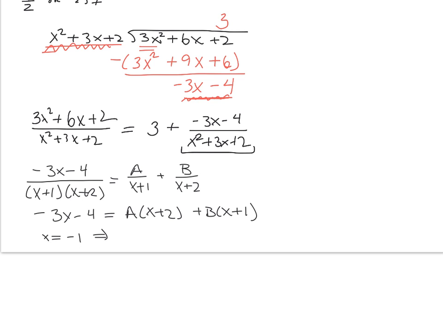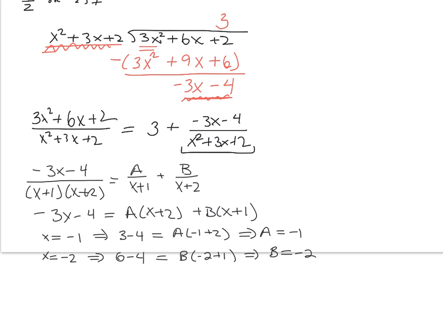That gives us 3 minus 4 equals a times negative 1 plus 2. So I believe that tells us that a equals negative 1. And for b, you plug in x equals -2. That tells us that 6 minus 4 equals b times -2 plus 1, which tells us that 2 equals -b, therefore b is -2.